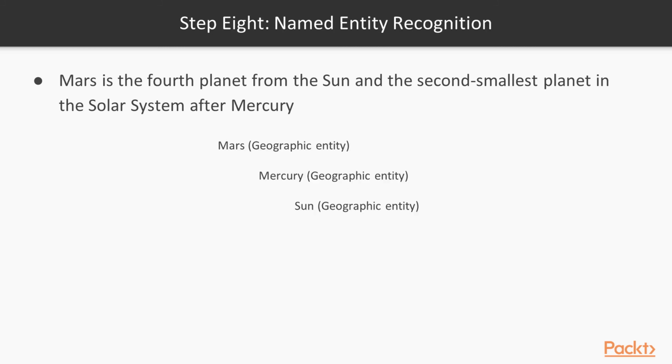And finally, we want to do named entity recognition around geographic entities, people entities, and location entities. In this case, Mars potentially could be identified as Mercury and Sun as geographic entities. And this just helps identification and breaking down of our sentences. So with all of these steps, we then have a set of information that we can then vectorize and pass into a machine learning model to help it understand and learn about what we're trying to achieve.